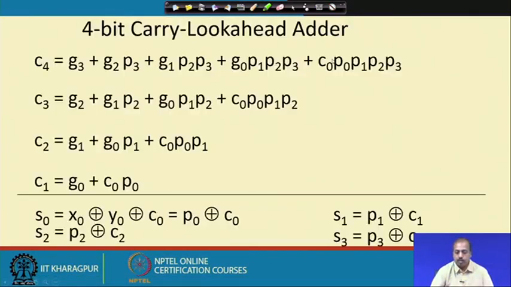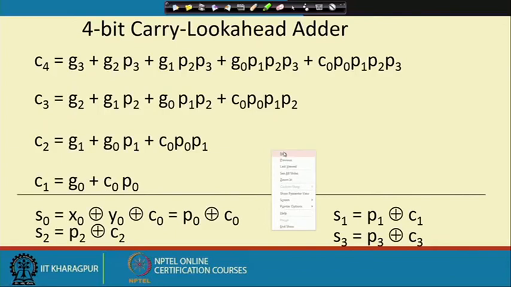Now, if we look into a 4 bit carry look ahead adder, C 4 will be equal to something like this. If we expand that expression, then C 3, C 2, C 1, C 0 like this. Now, S 0, the sum 0, is given by x 0 XOR y 0 XOR C 0, which is nothing but P 0 XOR C 0. Similarly, S 2 is P 2 XOR C 2, S 1 is P 1 XOR C 1. This way the sums and carries of individual stages can be written.